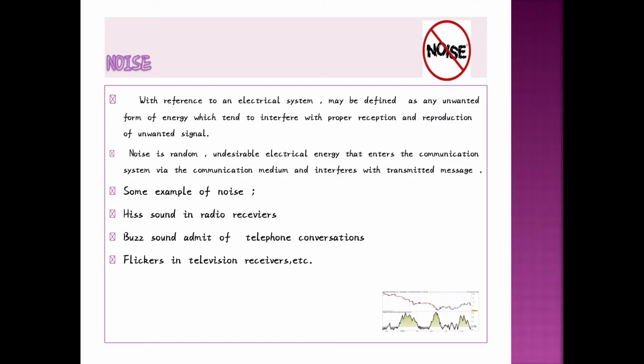We all know that noise is an unwanted signal, random, undesirable electrical energy that enters the communication system via the communication medium and interferes with the transmitted message. This is the diagram representation of the noise. The amplitude of the signal is different. The noise is occurring in the picture.